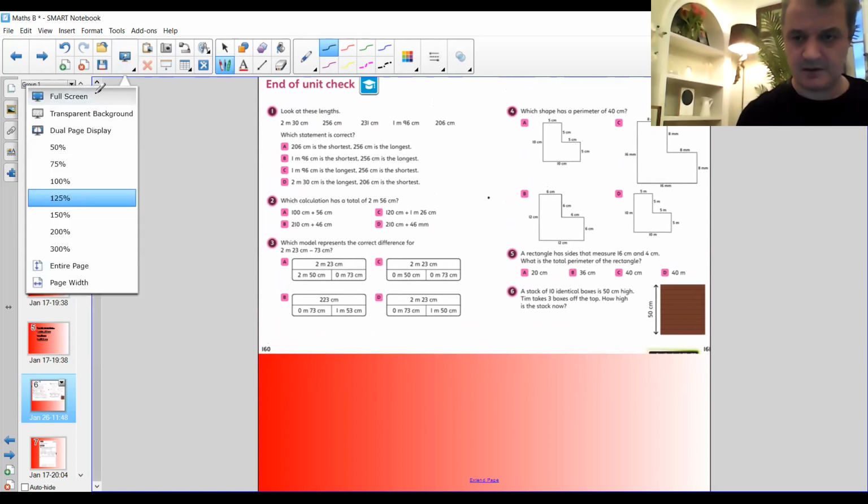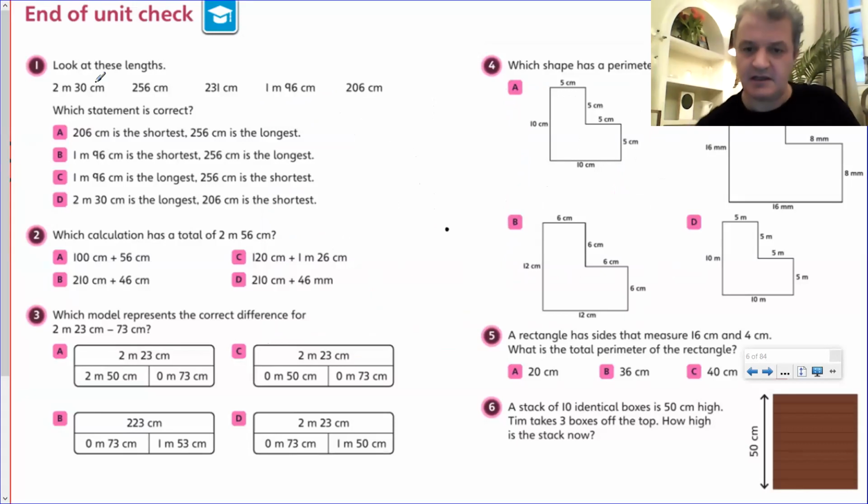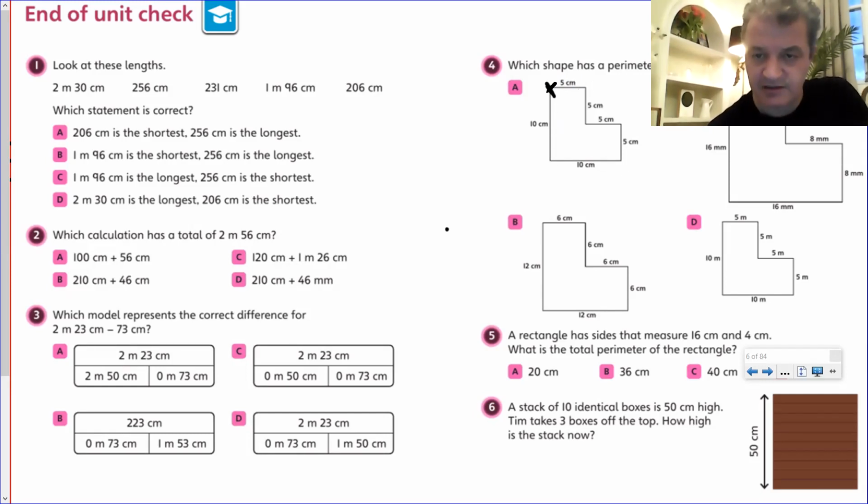Full screen. Okay, which shape has a perimeter of 40 centimeters? 40 centimeters. Now, let's have a look. I always start here. I always put that point so I don't double count my shape. When I go around, I usually go around clockwise and then I stop at that point, so I don't double count any measurement.